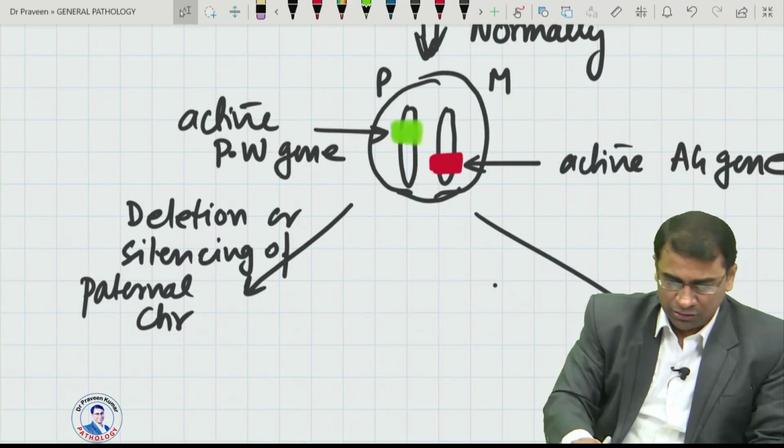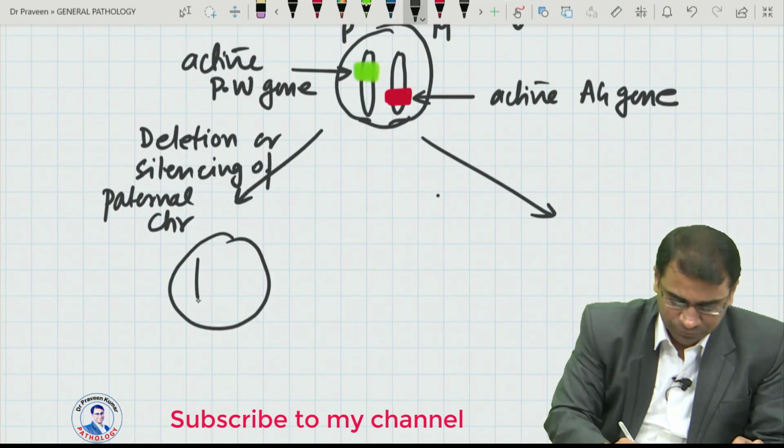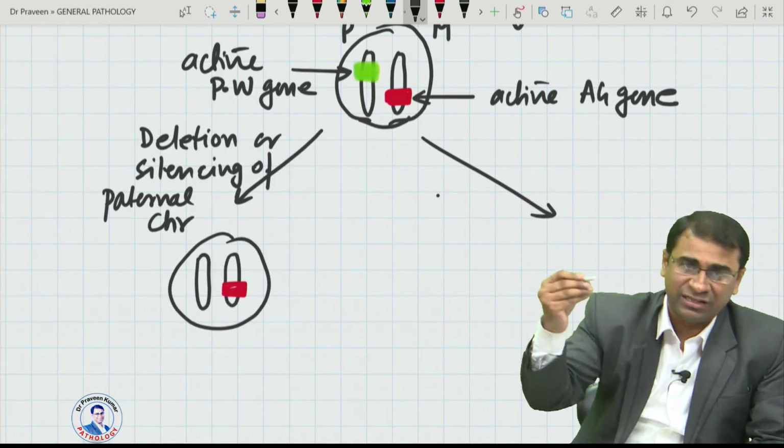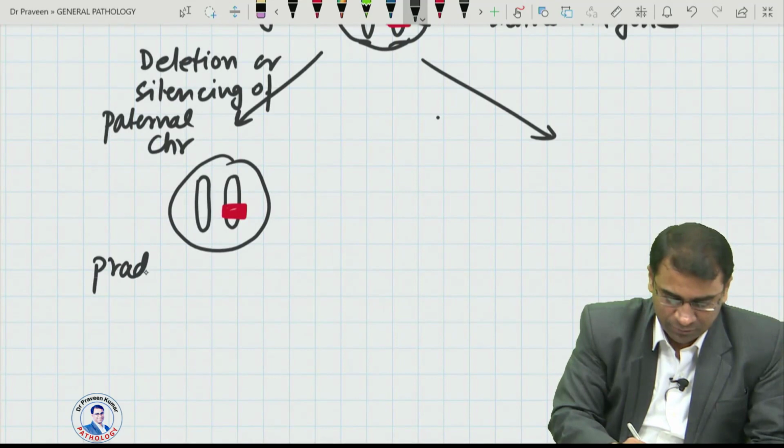Okay? So if there is deletion or silencing of the paternal chromosome, look, what will happen? The Praderwilli gene will not come. So it's only the active Angelman. There's no Praderwilli. And therefore, when there's no Praderwilli gene, they will suffer from Praderwilli syndrome. This will be Praderwilli syndrome.